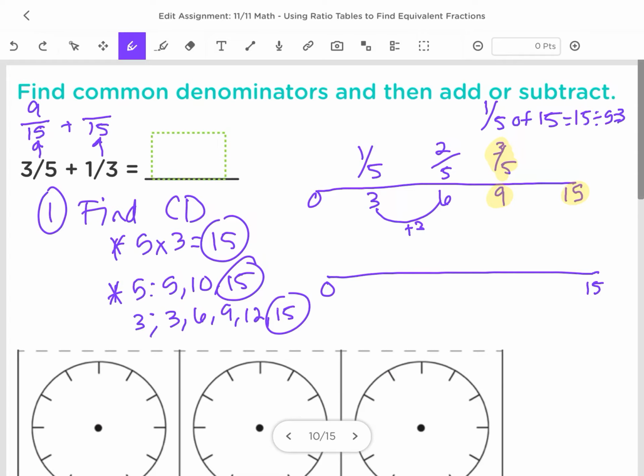All right, let's do the same thing now, but for 1/3. 1/3 of 15. This is a little bit easier because it's only one step. 1/3 of 15 is going to equal 15 divided by 3. And that is going to give me 5. So my new fraction now is going to be 5 out of 15. Add them up. I'm going to get 14 out of 15 for my answer.